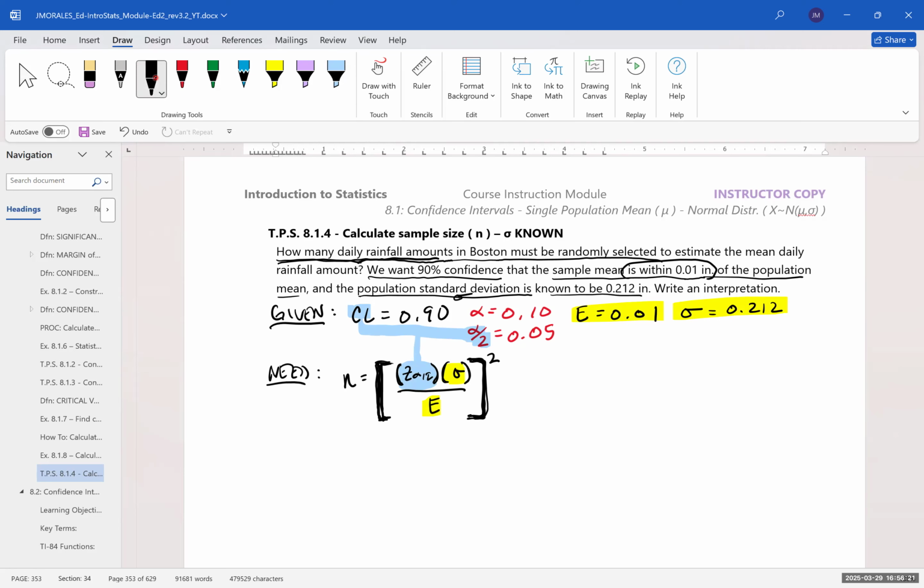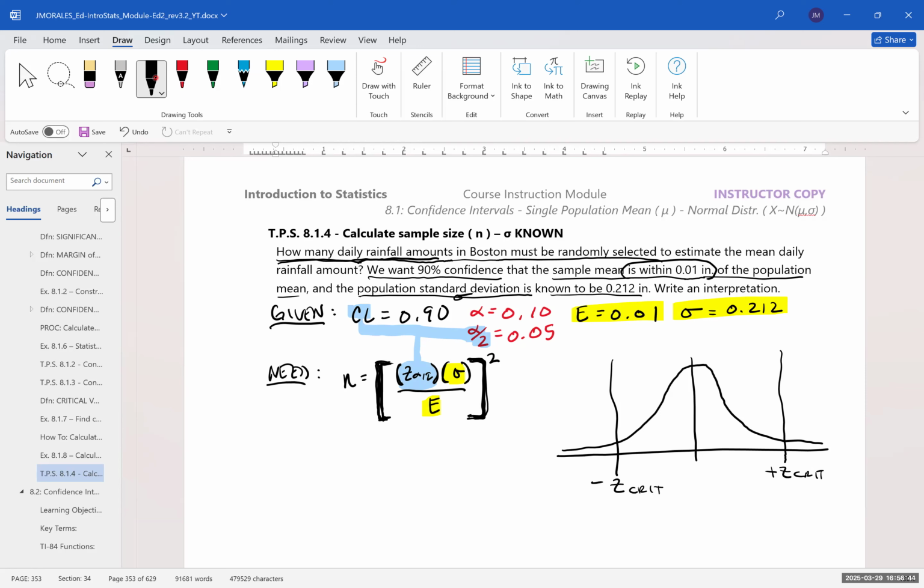So to help us, we are going to draw this out. Not just to help you, but help your brain see what's going on. For confidence intervals, we need to have a two-tailed distribution. This is our positive Z critical value. This is our negative Z critical value with a mean of 0 in the center. Our confidence level is 0.90. So confidence level is the area between the critical values.